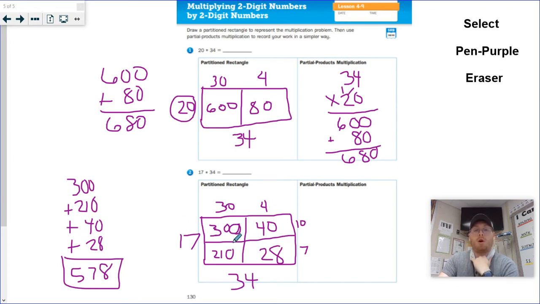That's how you do the partition rectangles. I draw 4 boxes, or a window or a present, and then I start multiplying after I've expanded my 2 numbers, that number and that number. Okay, now partition product multiplication.